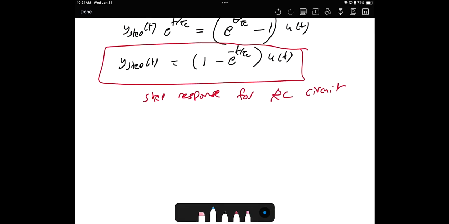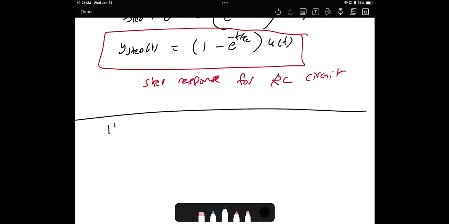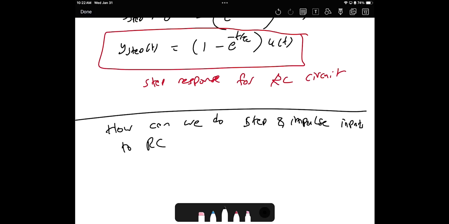Any other question? Now, we did calculate two things, which are step response and impulse response. Well, I have a question. How can we apply step and impulse to the circuits, or to the RC circuits, in real life?